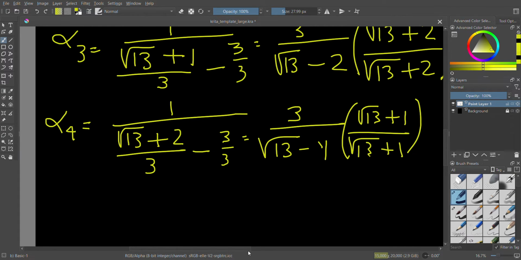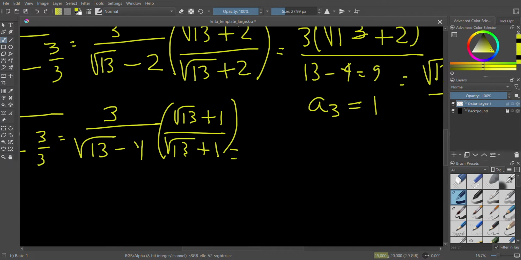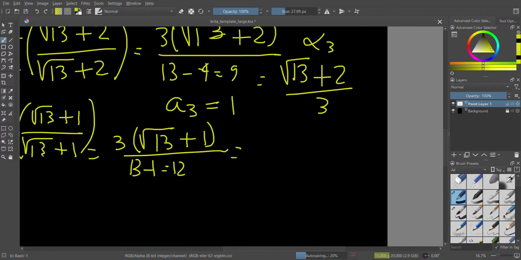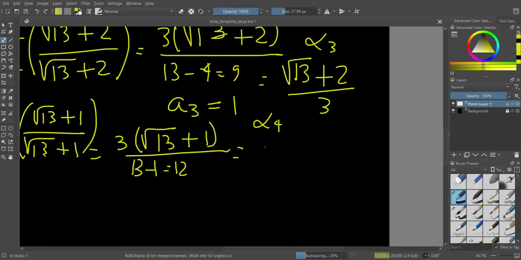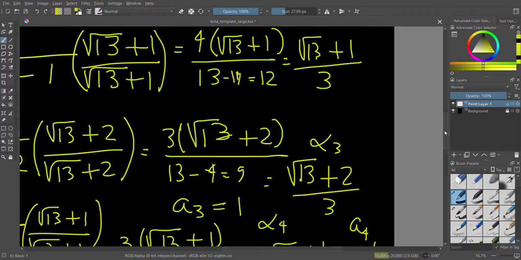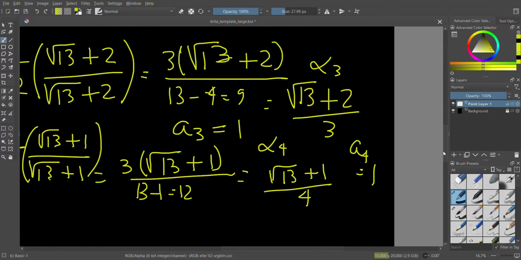See what we get out here. So this is 3 times square root of 13 plus 1. 13 minus 1 equals 12. So alpha sub 4 is going to be square root of 13 plus 1 divided by 4. And our A4, this is like 3 plus 1, 4 over 4 is equal to 1. And we have a 1, 4, 2, 3, 1, 3. Yeah, we haven't really gotten any repeats yet.